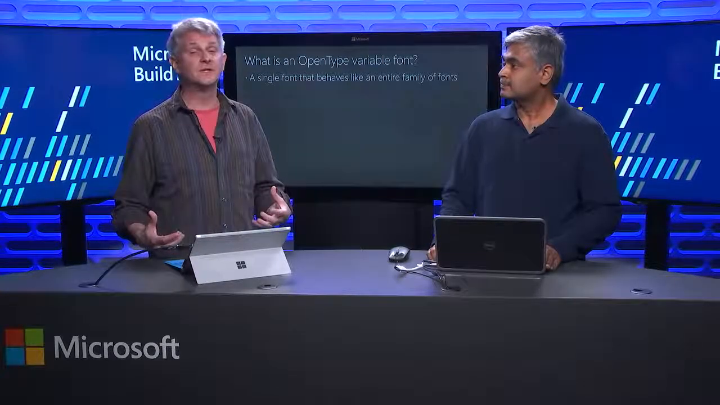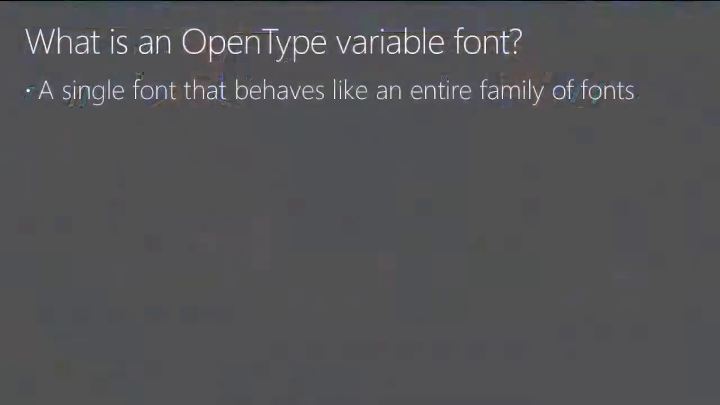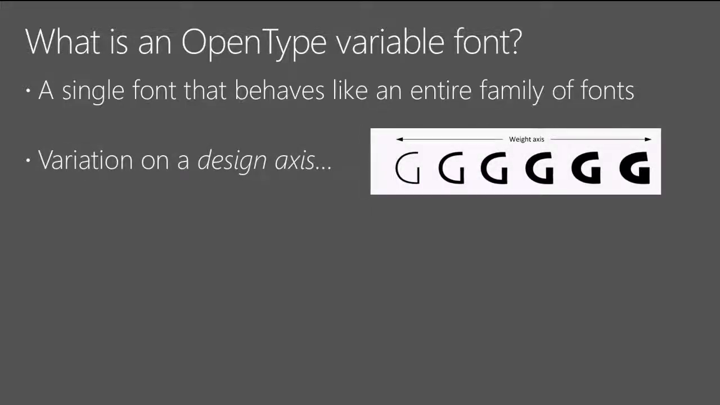So what is an OpenType variable font? The best way to characterize it succinctly is to say it's a single font that behaves like an entire family of fonts. And that's because that one font has got information that the designer puts in to describe different design variations. And they can do that on a particular axis, in this example, using weight as an axis going from very light to very dark.